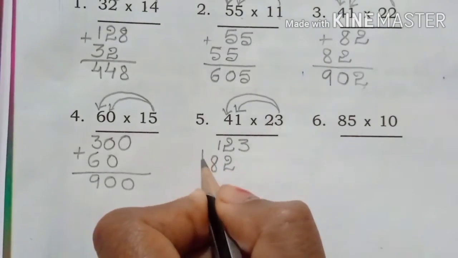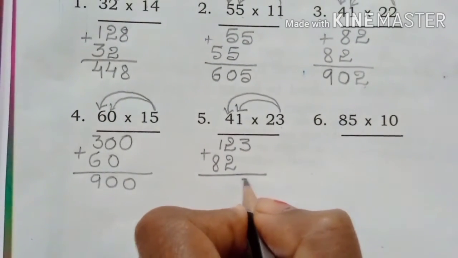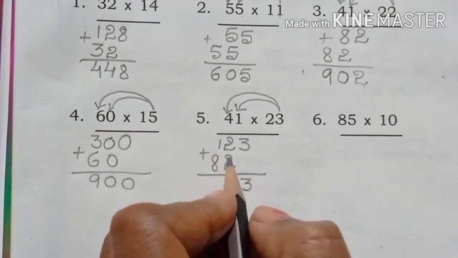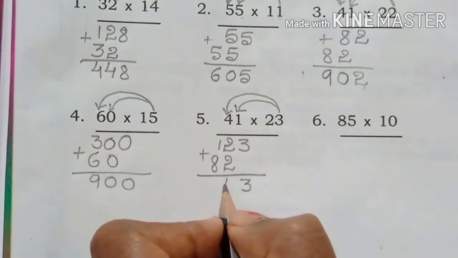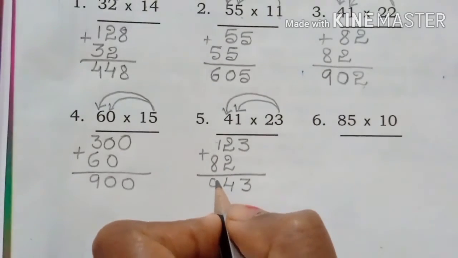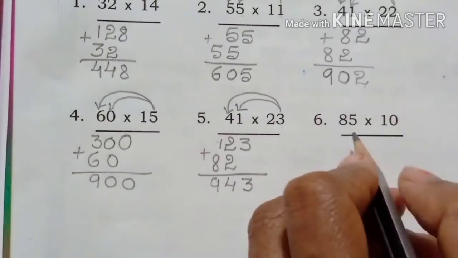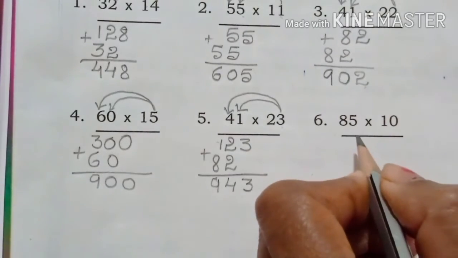Now we add it all. 3 write as it is in unit place. 2 plus 2 is 4. 1 plus 8 is 9. Now answer is 943. Now sixth question.